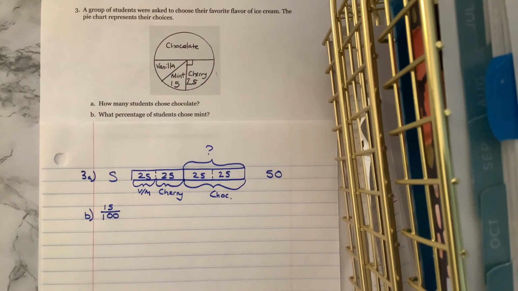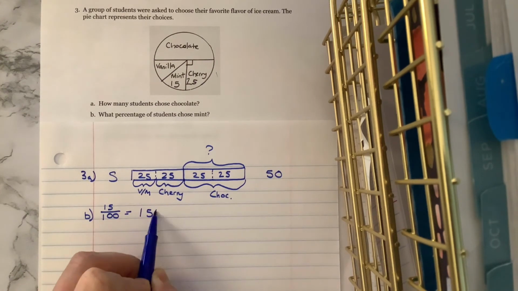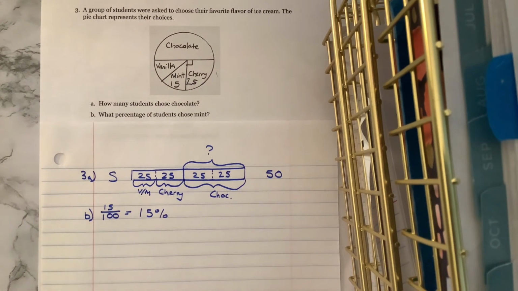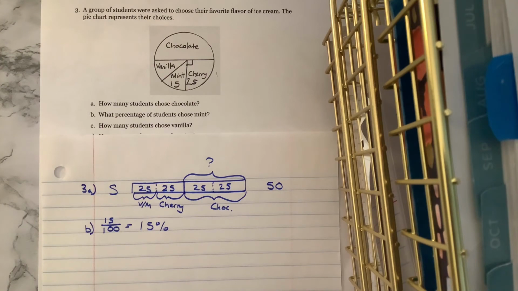We should, fifth graders, if you've been doing our practice up to this point, be able to turn this fraction into a percentage pretty easily. 15 over 100 equals what percent? 15%. That's what percent means, right? Percent means out of 100. Excellent. Okay, how many students chose vanilla?